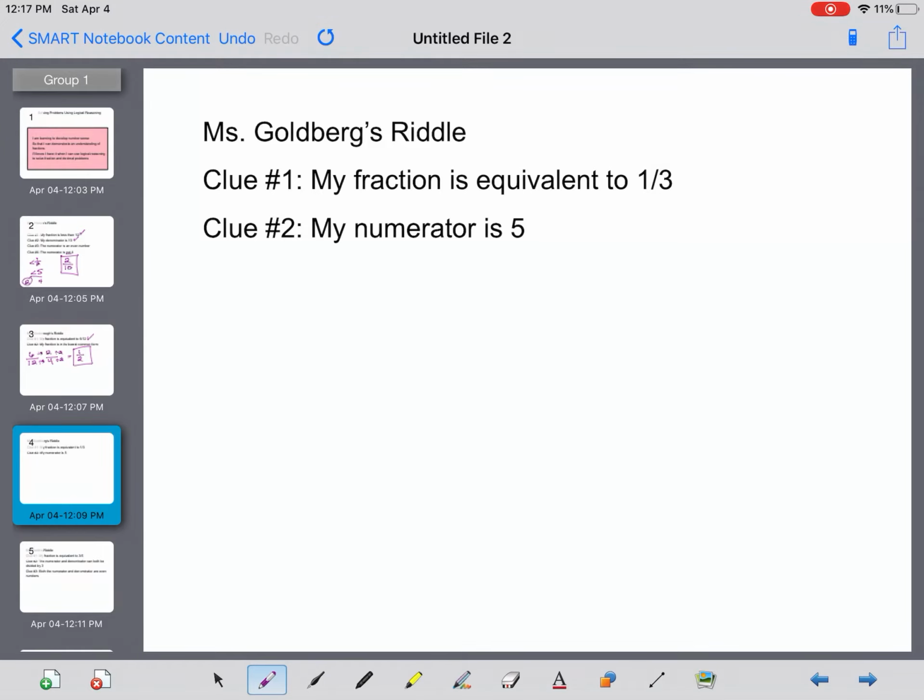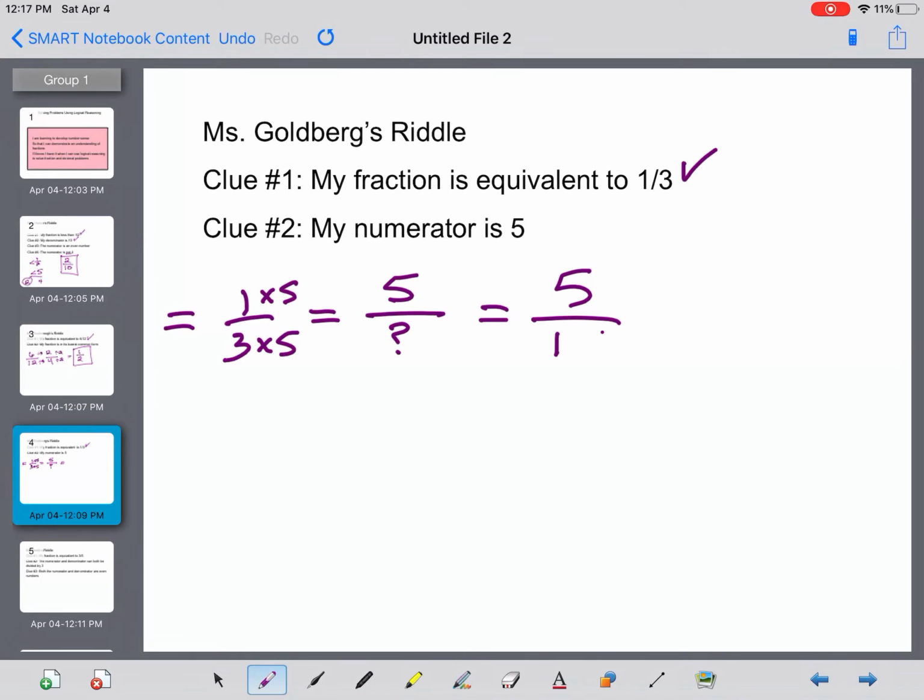Let's move on to Miss Goldberg's riddle. Her first clue says my fraction is equivalent to 1/3. And she says that her numerator is 5. So we need to find this fraction. To do that, I have to do to the bottom what I've done to the top. To the top, I've multiplied by 5. 1 times 5 equals 5, and therefore I need to do 3 times 5, which equals 15. So Miss Goldberg's fraction equals 5 over 15.